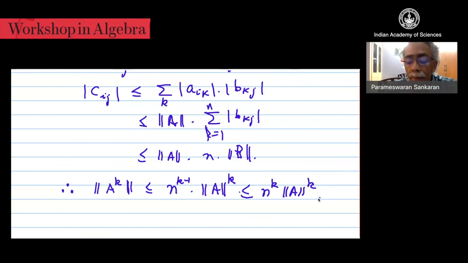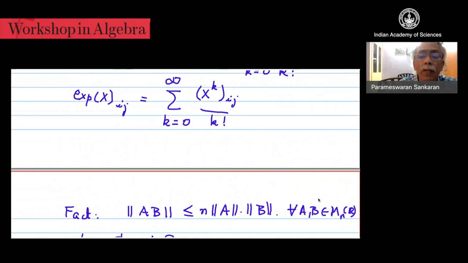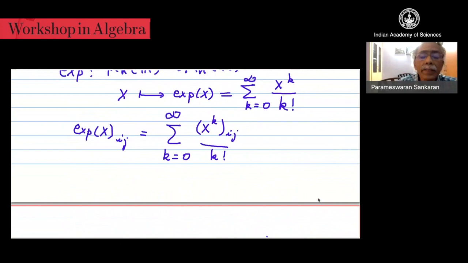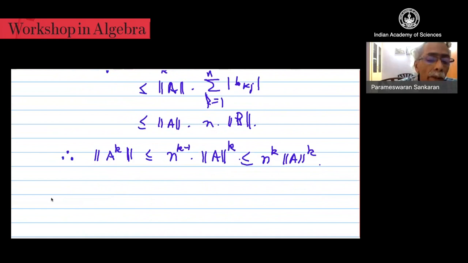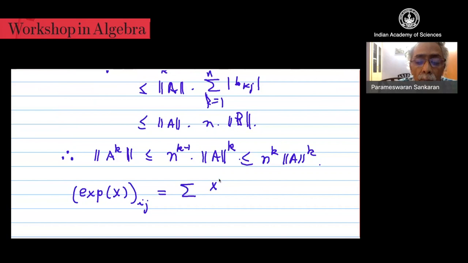All right. Now what you do is go back to the definition of what you want to prove as convergent. So you see, the ijth entry of the exponential: first you take the exponential and then take the ijth entry. Well, I had already written it down, let me just copy that. X power k, the ijth entry, and then divide by k factorial. And now we have a bound.